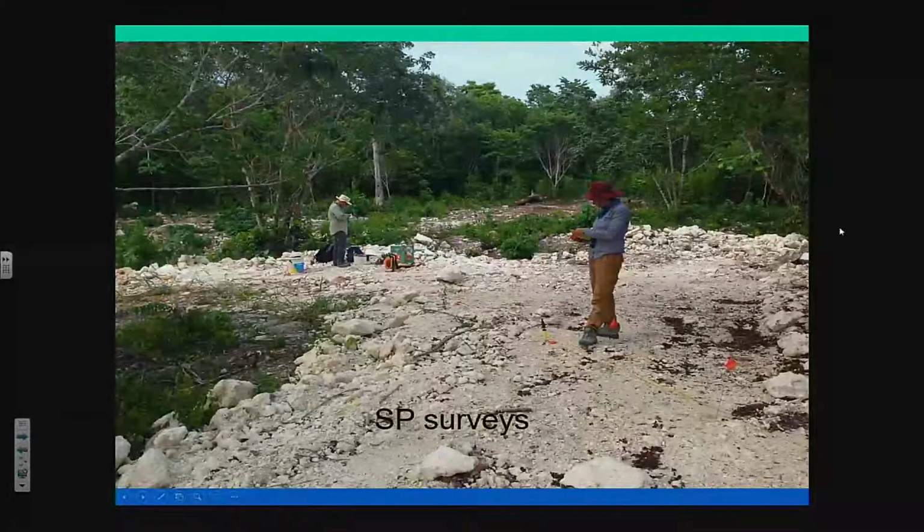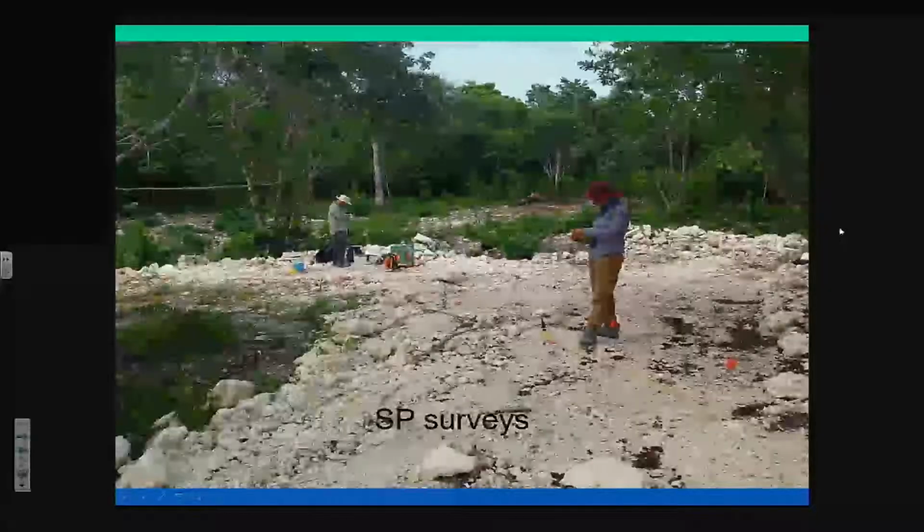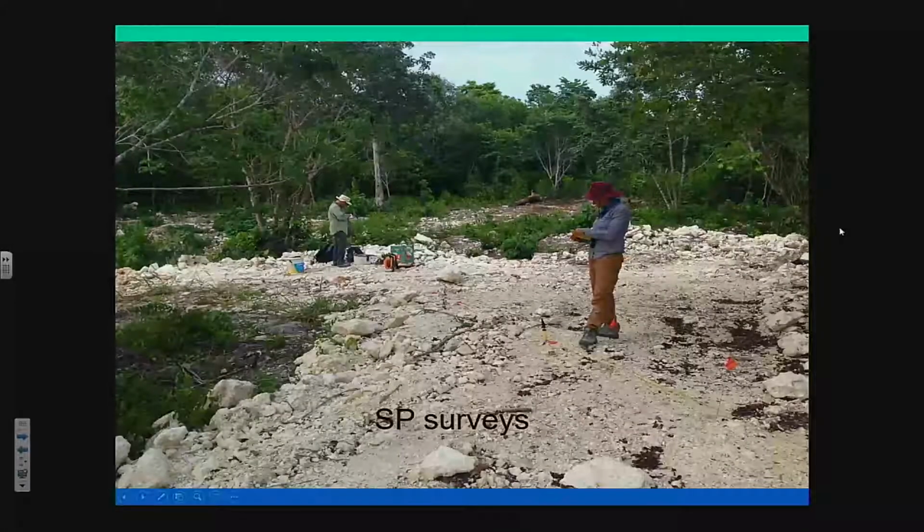So we will see some of these. Some of these cenotes are better than others. Yeah, you can see all the blasted rock from excavation.